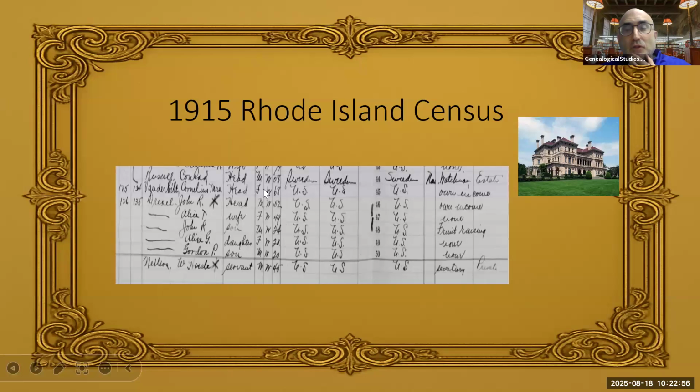But this was very interesting. This is the 1915 Rhode Island Census. And as you can see, this is Mrs. Cornelius Vanderbilt. She was a widow by this time. This is Alva's husband's relatives' family. And this is the Breakers, which is their very famous mansion in Newport. And what's interesting, you can see here, above it is her staff. Here, it says she has her own income.